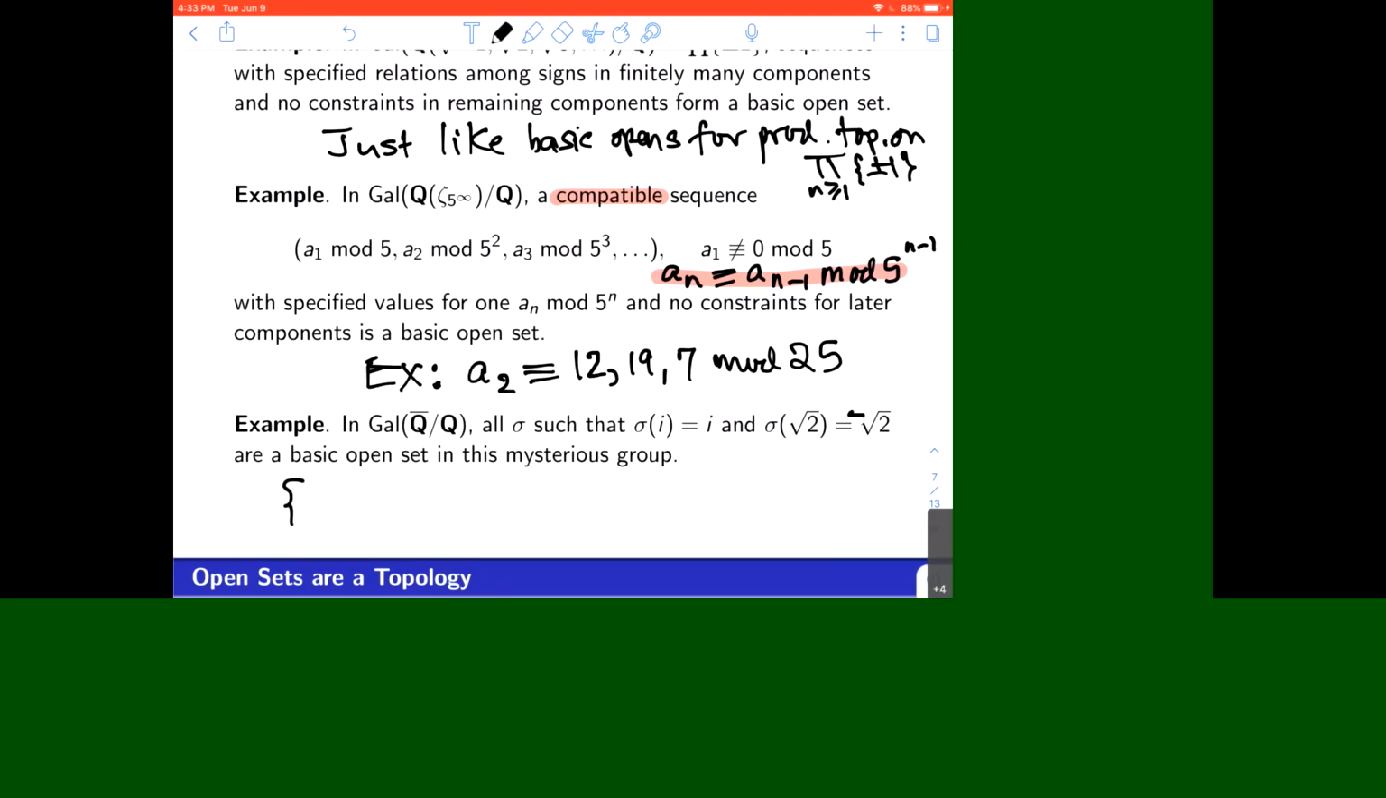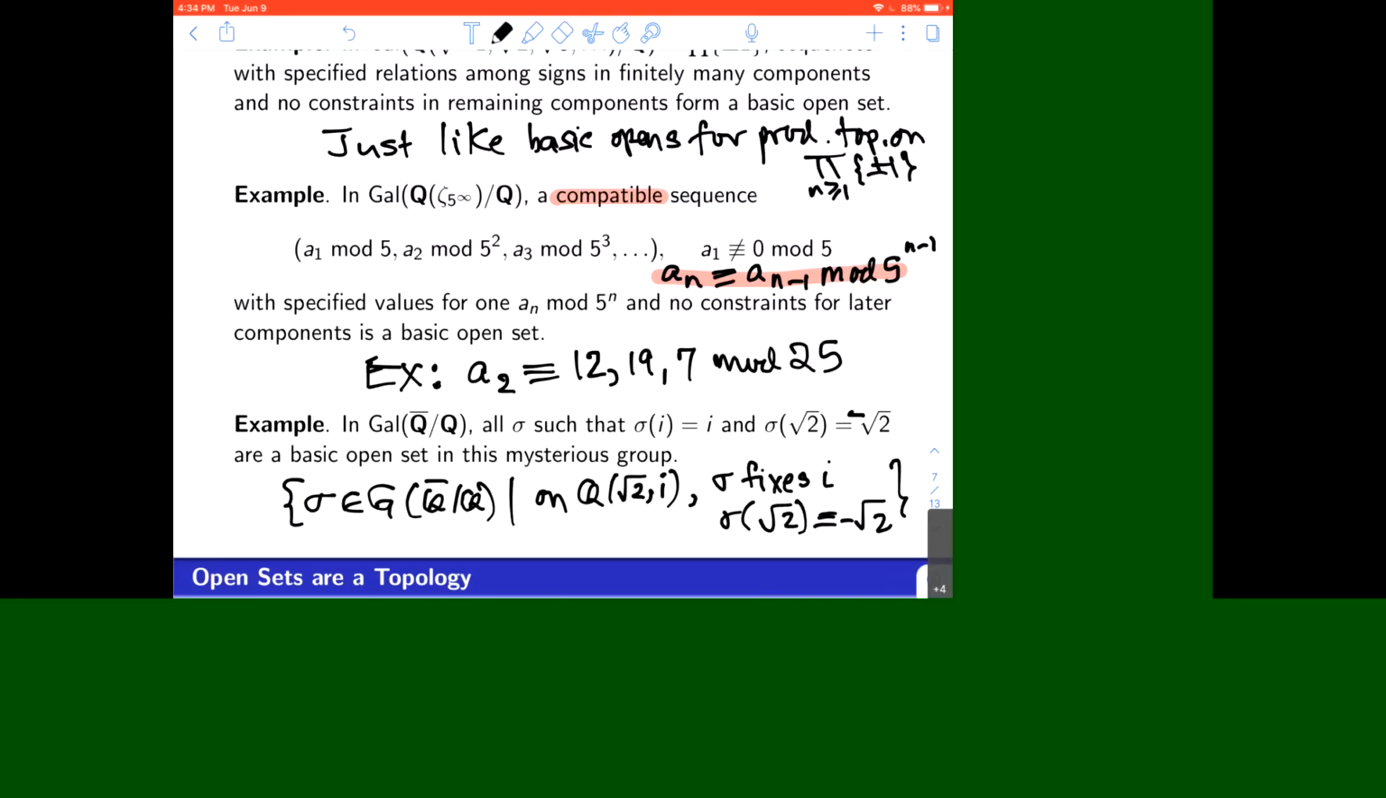Basically, we're looking at all the elements in the Galois group of Q bar over Q such that, on the field generated by root 2 and i, you might say it fixes i and moves the square root of 2. So that's a finite amount of information. I'm telling you how the automorphism has to behave on Q adjoin root 2 and i over Q, that little degree 4 extension, and taking the inverse image of everything that has that behavior all the way up on Q bar.